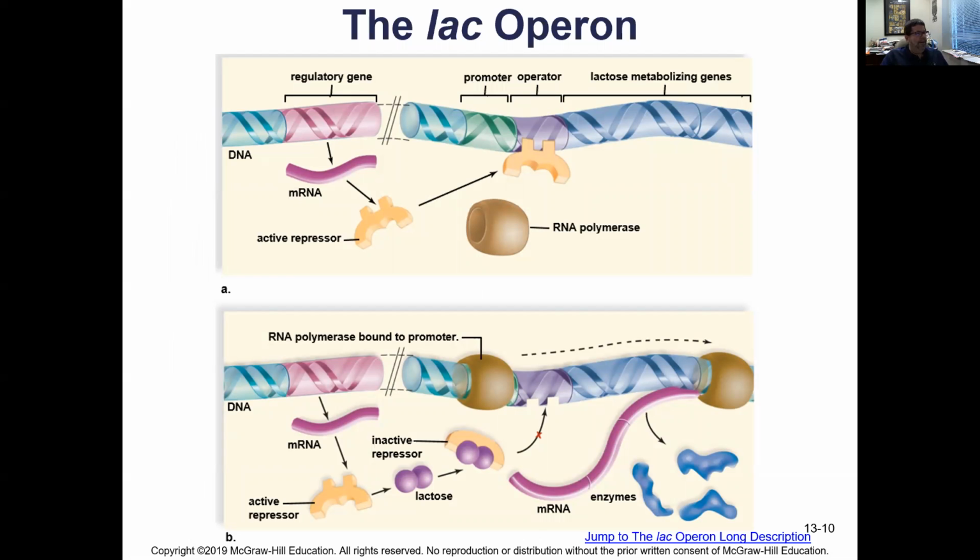So you can see here that as long as there's plenty of food to eat, there's no problem, right? This thing just keeps rolling. There's nothing being made. But if you have lactose present, then lactose will bind, pull that off, and then we make the enzymes needed to break down lactose.